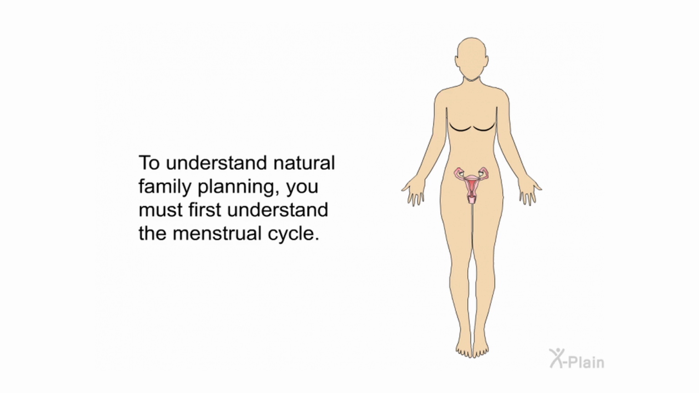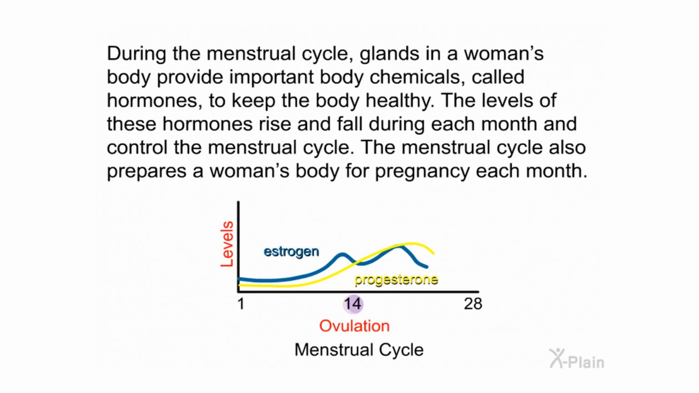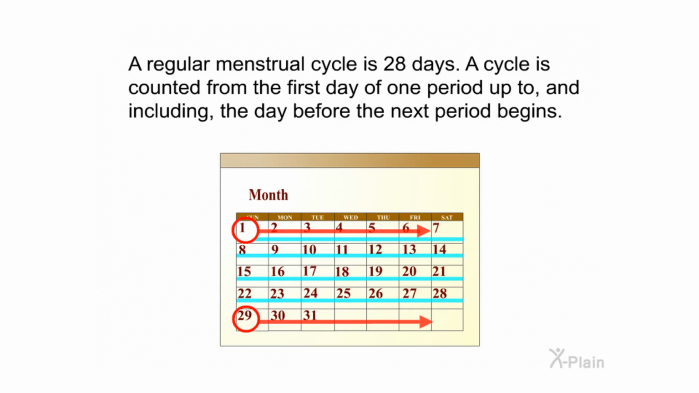To understand natural family planning, you must first understand the menstrual cycle. During the menstrual cycle, glands in a woman's body provide important body chemicals, called hormones, to keep the body healthy. The levels of these hormones rise and fall during each month and control the menstrual cycle. The menstrual cycle also prepares a woman's body for pregnancy each month. A regular menstrual cycle is 28 days. The cycle is counted from the first day of one period up to and including the day before the next period begins.